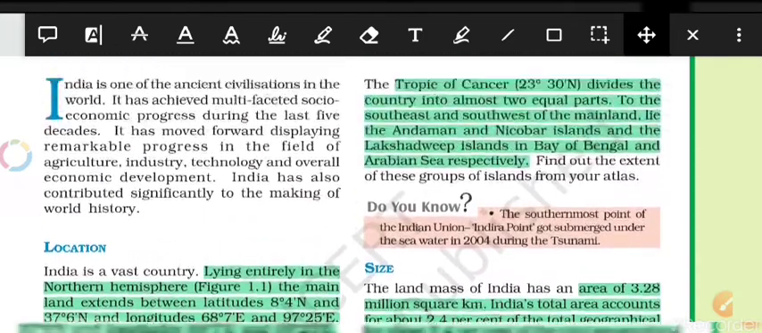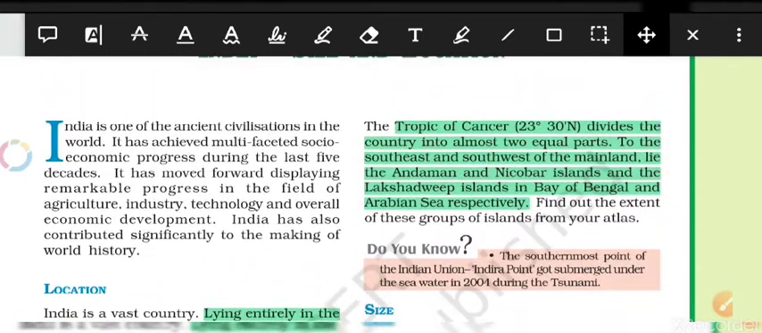Okay, so let's go further. The Tropic of Cancer, 23 degrees 30 minutes north, divides the country into almost two equal parts. To the southeast and southwest of the mainland lie the Andaman and Nicobar Islands and the Lakshadweep Islands in the Bay of Bengal and Arabian Sea respectively.